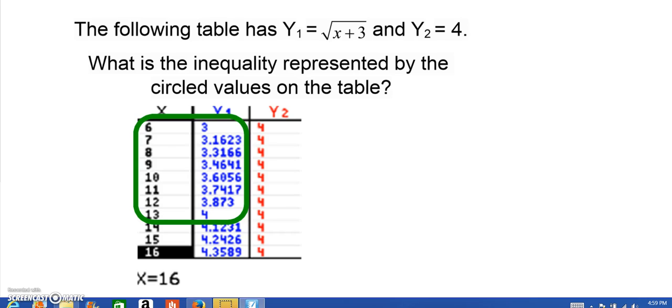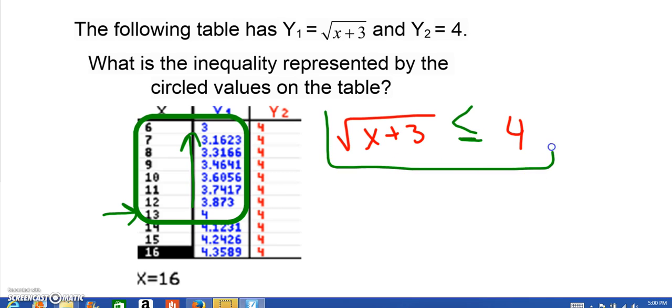Okay, the last little bit that we have to go over. Say you're given the following table where y1 equals the square root of x plus 3 and y2 equals 4. And it's asking what inequality represents the circled values on the table. No matter what, you're going to have square root of x plus 3 and 4 in your answer. Now looking at my circled regions, 4 is included in my y1, so I'm going to have the equal to bar, no matter what. Then looking at all of the other y values going up where it's circled, they're all less than 4. So the square root of x plus 3 is less than or equal to 4. That would be the answer that you're looking for.